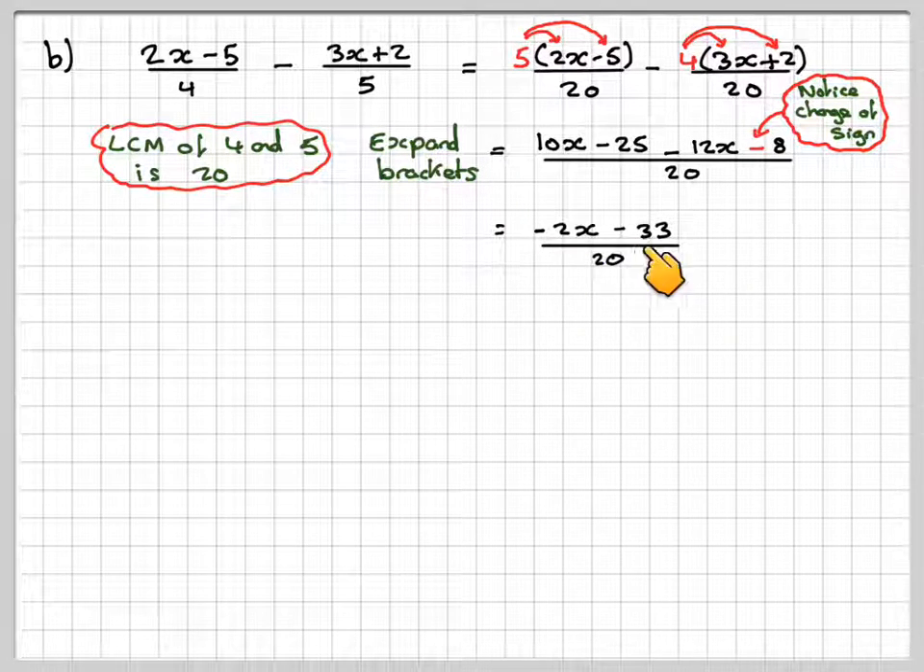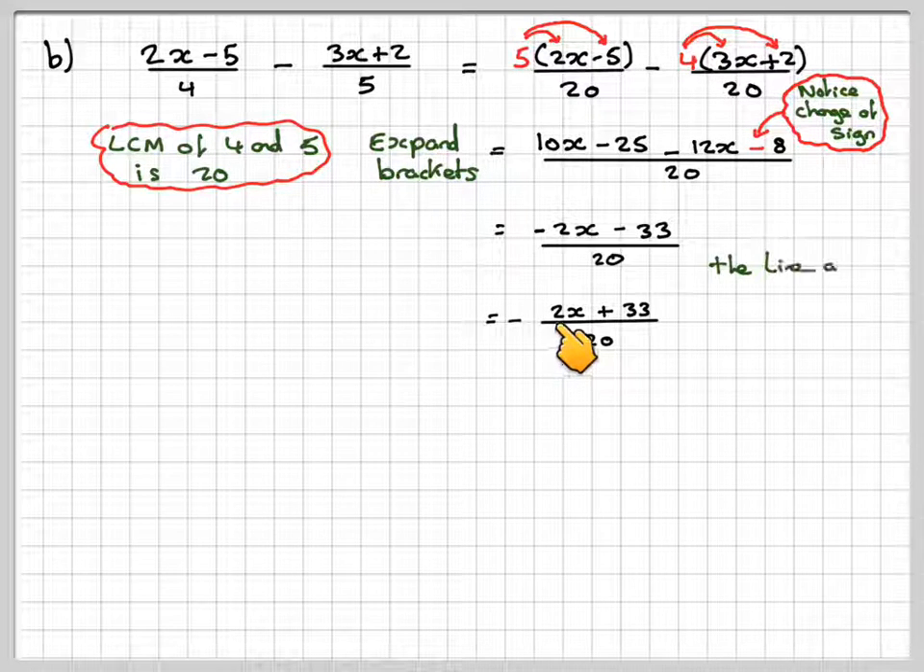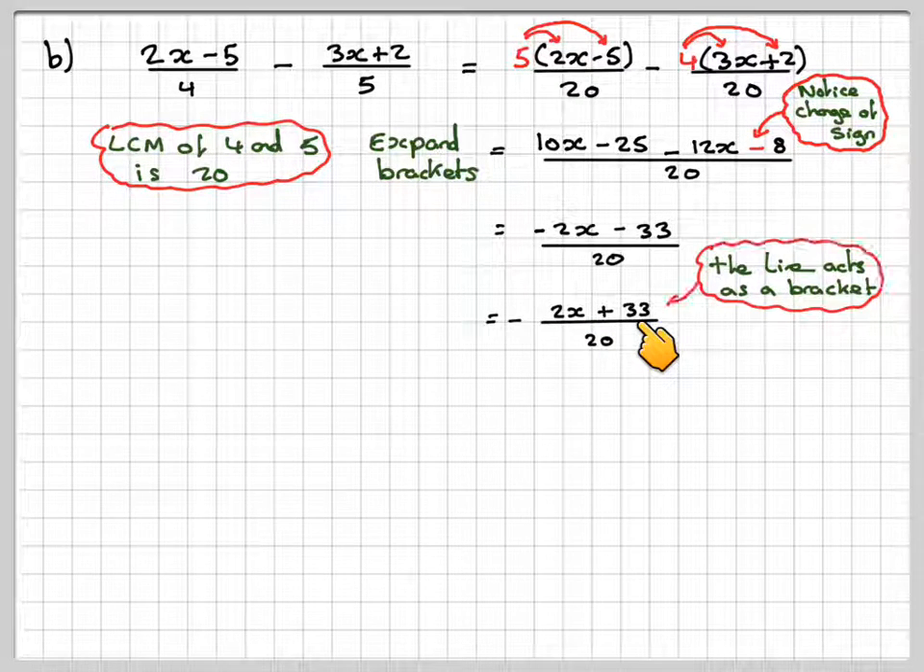Now we can take a minus sign out as a common factor and write it like this, minus (2x plus 33) over 20. We don't need to put brackets in because this line here acts as a bracket in algebra. Okay, so you either write the answer like that, or that minus sign outside of the line, and then we have to change that sign to being a plus. Taking that minus in, we get minus 2x minus 33.